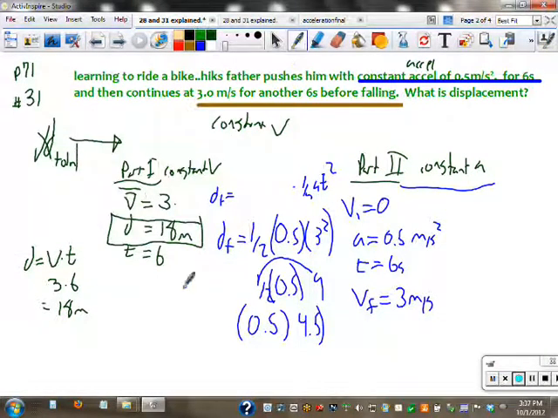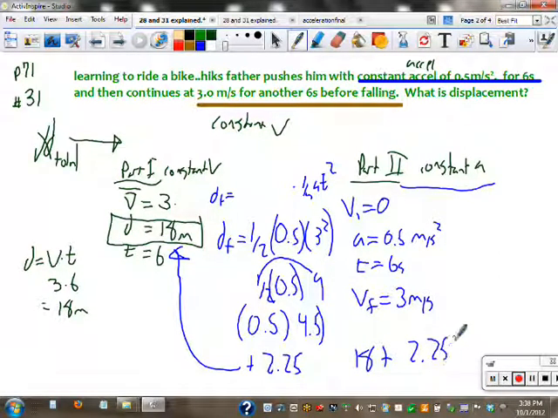So 18 plus 2.25 is our total distance. That's the last step. We need to add both the movement from each side and combine. Distance equals 18 plus 2.25. Total displacement is 20.25 meters.